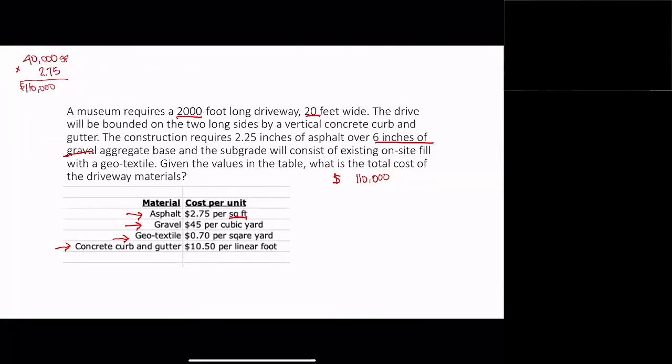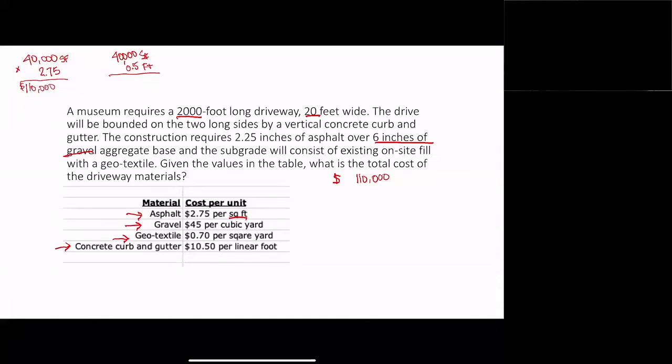So we have 40,000 square feet of driveway, and we want to figure out, if it's half a foot deep, how many cubic feet we have. Well, we're going to take 40,000 square feet and multiply it by 0.5 feet, and that's going to give us our volume, length times width times height.